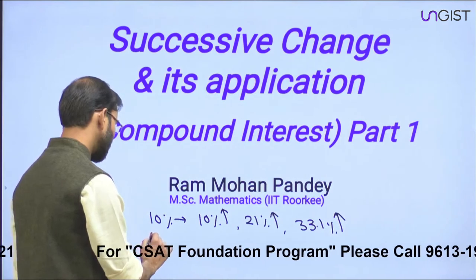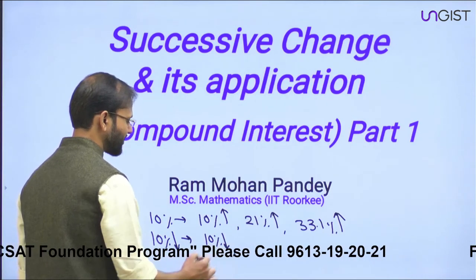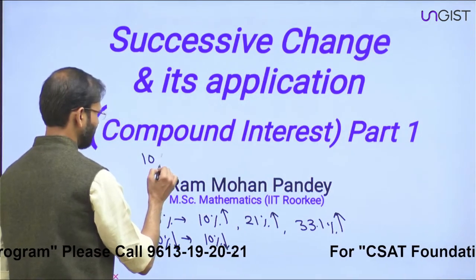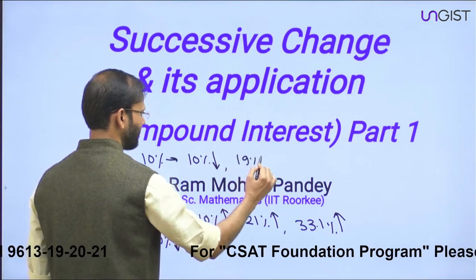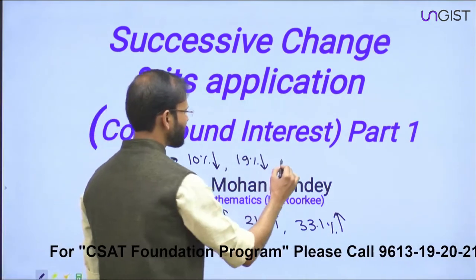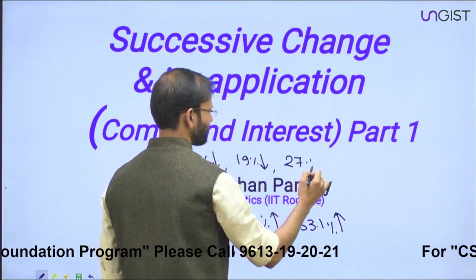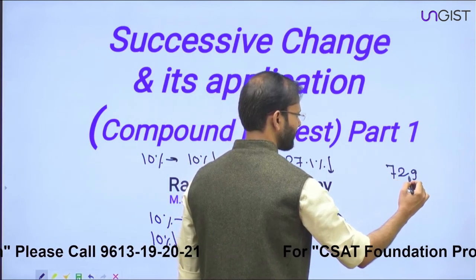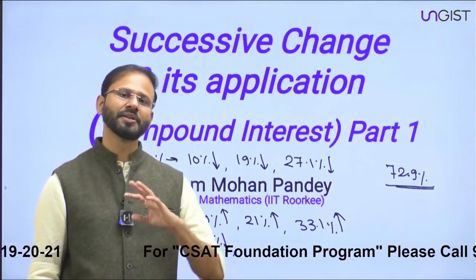And suppose I talk about the decrement of 10%. After 1 decrement of 10%, it is obviously a decrement of 10%, right? In fact, let me write it here. If it is a decrement of 10%, then after 1 decrement, it is a decrement of 10%. After 2 successive decrements, it is a decrement of 19%. After 3 successive decrements, it is a decrement of 27.1%, right? And the original value becomes 72.9% of itself after 3 successive decrements of 10%, 10%, and 10%.